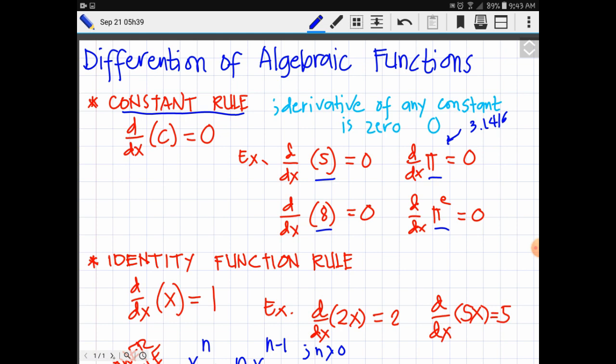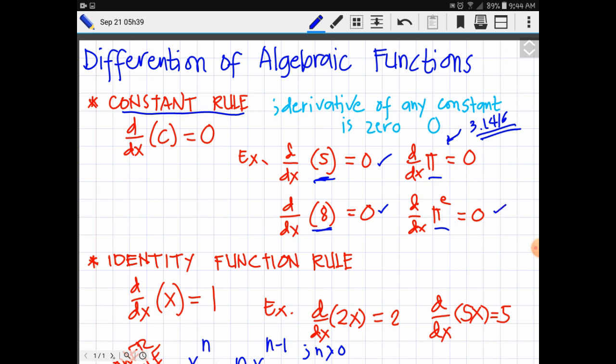So for example, d over dx of a constant c is equal to 0. Example, the derivative of 5 is also equal to 0. And the derivative of the whole number 8, or constant 8, is also equal to 0. If we also derive pi, which has an exact value of 3.1416..., I just make it into 4 decimal places. So we have the value for pi, and that is also equal to 0, including the derivative of pi raised to e, which is also equal to 0.